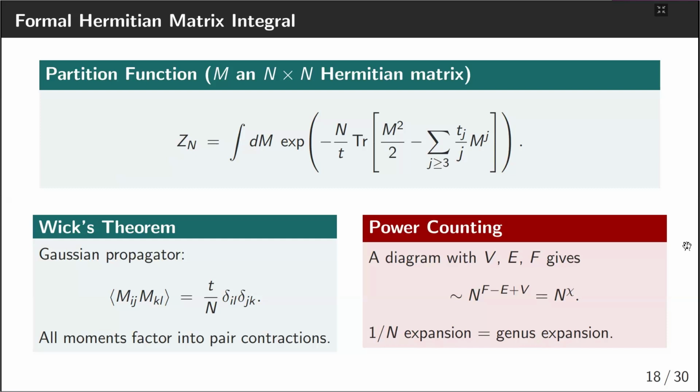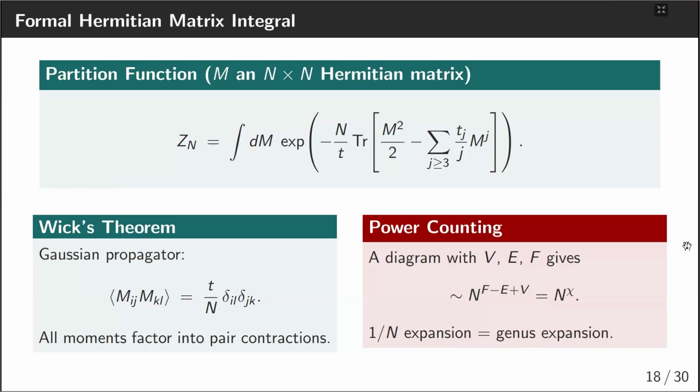So then we have Wick's theorem. We have a Gaussian propagator. All moments factor into pair contractions, so it computes the moments using a product of pair contractions.